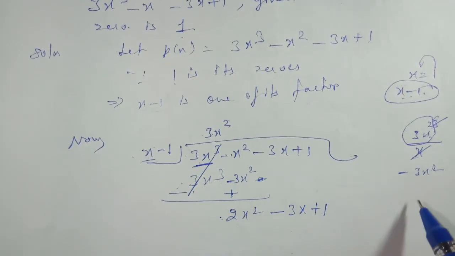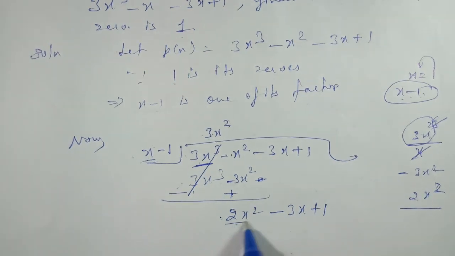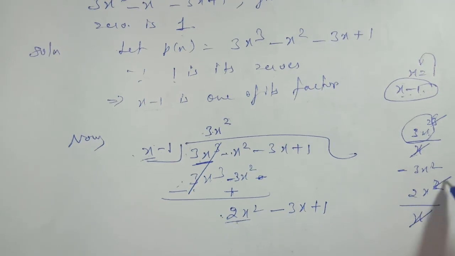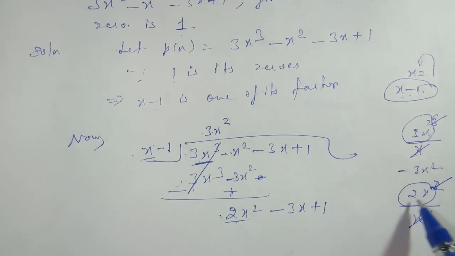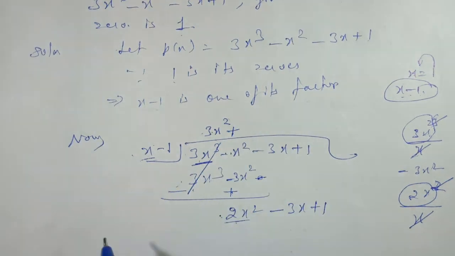Now again identify the highest term. Now we have highest term 2x square. Below it we'll write the first term. Do the division. x is cancelled, so we get 2x. 2x is in positive sign, so we get the second term of the quotient, plus 2x.